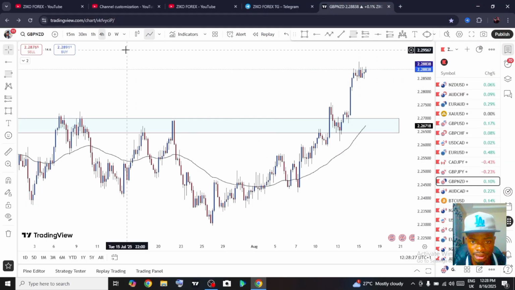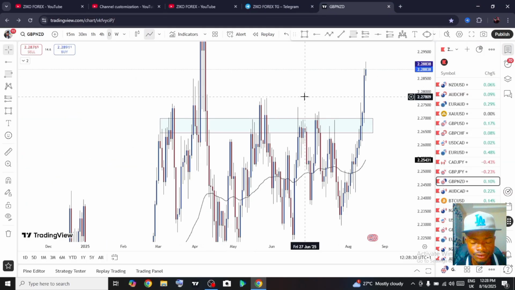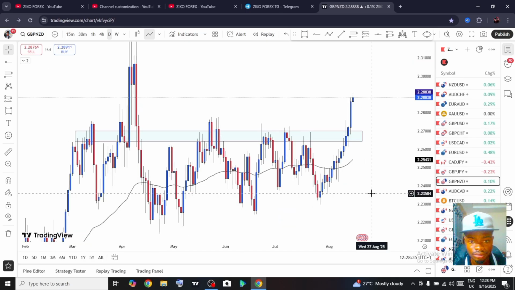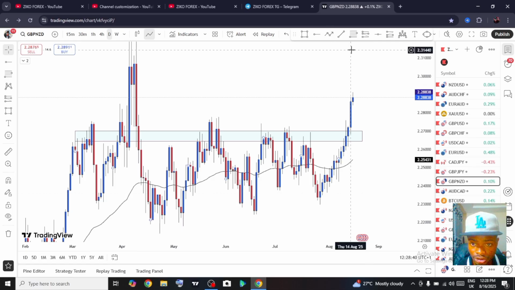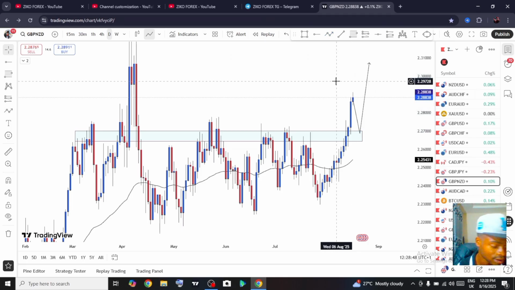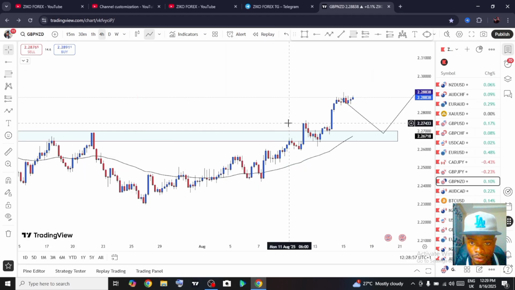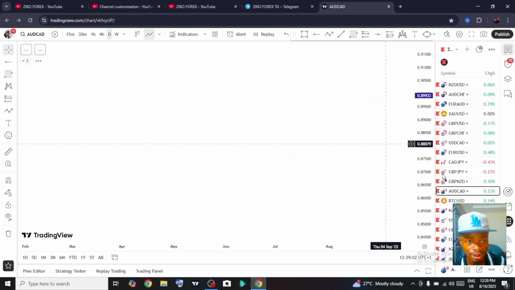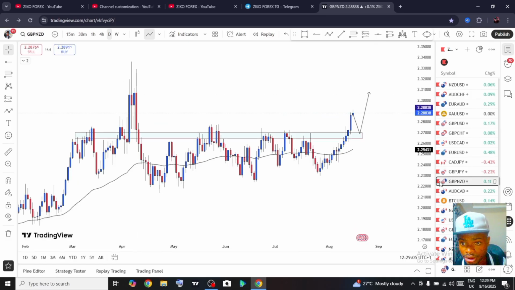GBP NZD daily time frame. Alright, so this is a very clean area of interest. Right, simply we are just going to be waiting for a retracement to buy. But do I think this is going to happen this week? That's the problem. I don't think it's going to happen this week. Oh, still possible to happen this week actually. So we'll just add it for the pairs for the week. GBP NZD, we'll add it for the pairs for the week.